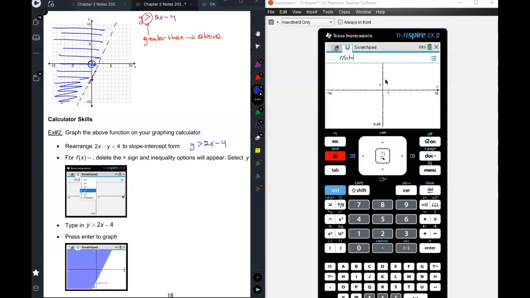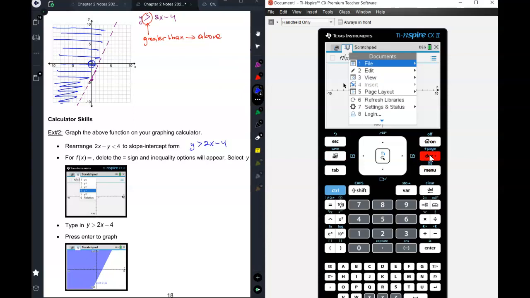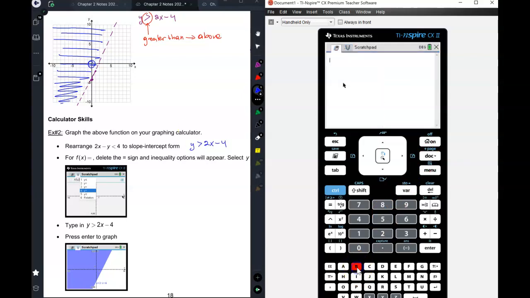One thing I want you to do, can everybody practice doing this with me? Please press the doc button here. Doc. And now press B on the keypad. B. And then it should clear everything. And now go back to the graph. So doc, B, go back to the graph.